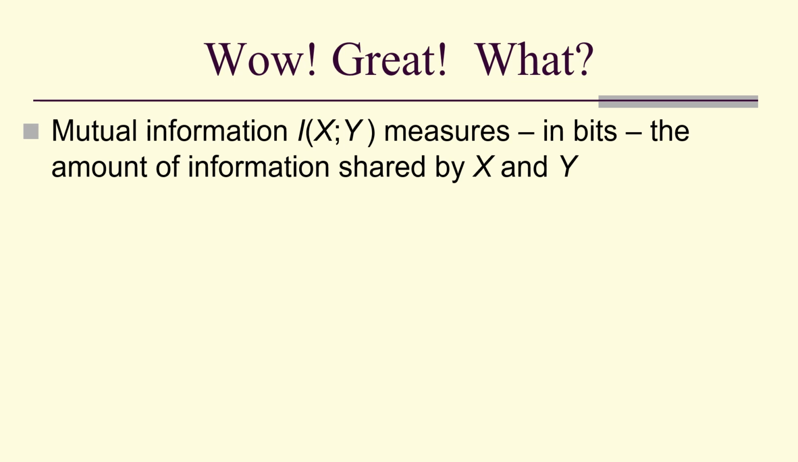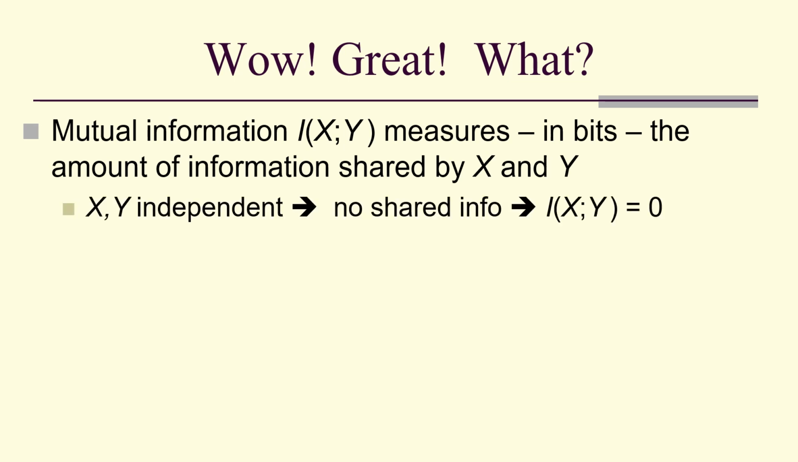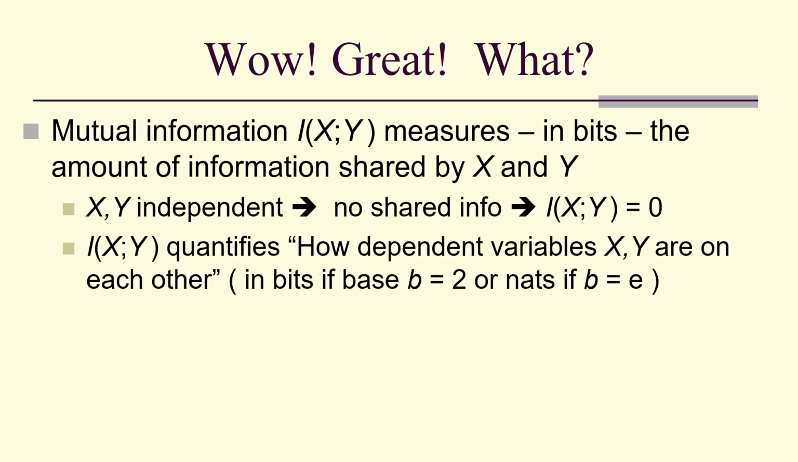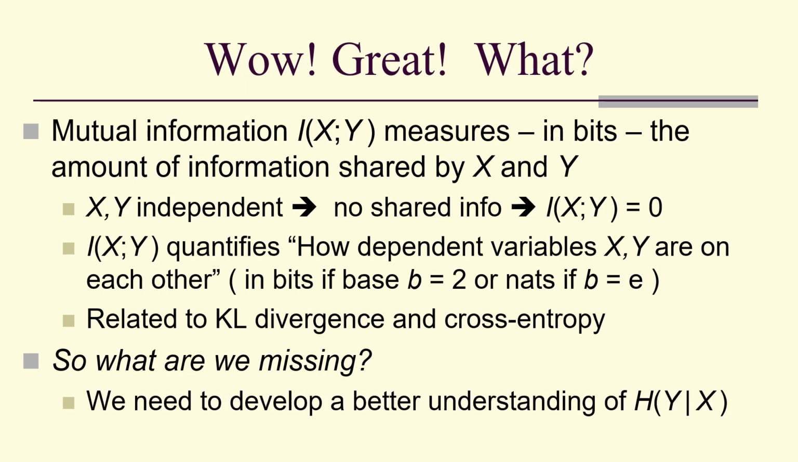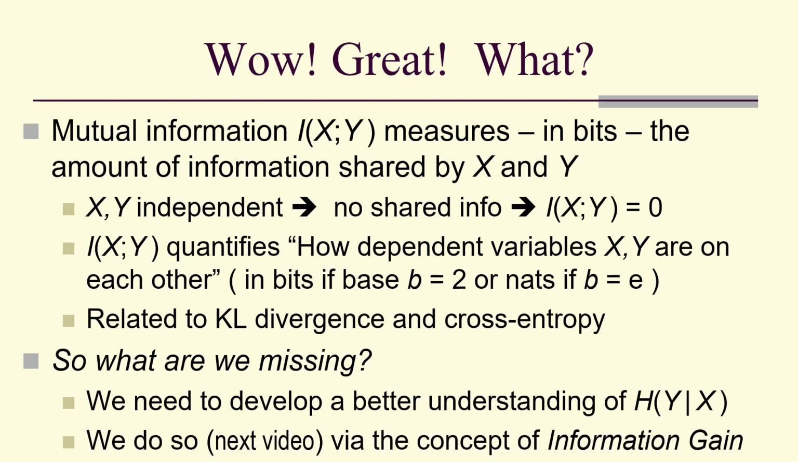So this is great. We can use information and compare things. So if X and Y are independent, there's no shared information. And if we have 2 dependent variables, then the mutual information measures how dependent, in bits if base 2 or nats if base e. It's related to KL divergence and cross-entropy. So what are we missing? Well, we need a better understanding of conditional entropy. And that's what we're going to look at in the next video using what's called information gain.